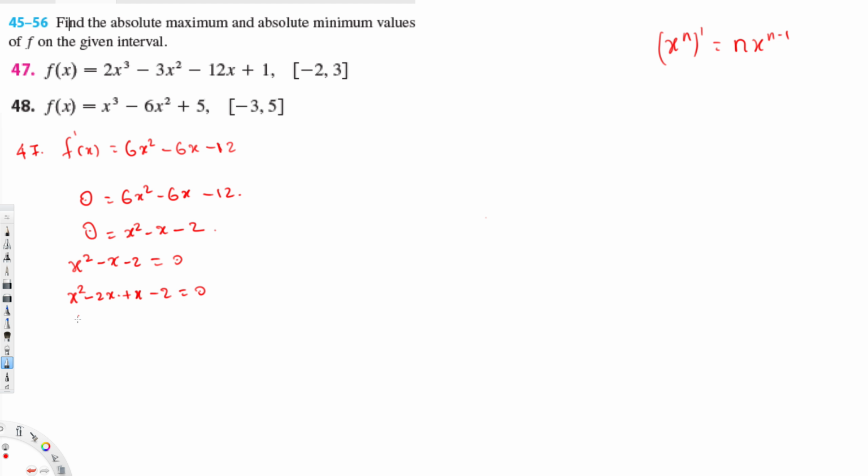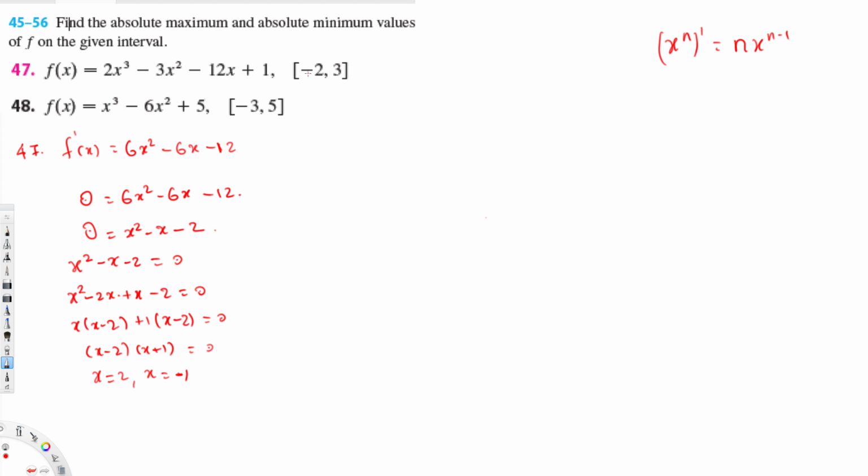Now if I take x common, I get x minus 2, and if I take plus 1 common, I get x minus 2 equals 0. Therefore the factors are x minus 2 and x plus 1. From this I can say x equals 2 and x equals minus 1. These are my critical numbers, and then we have to check whether these critical numbers are in the interval.